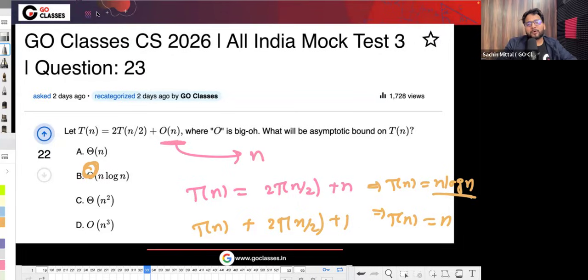So in this case, the big O will be the correct answer. Why? Because big O means it is lesser than or equal to n log n, and which is true, right? Which is true. So it is definitely lesser than or equal to n log n. Okay, great.